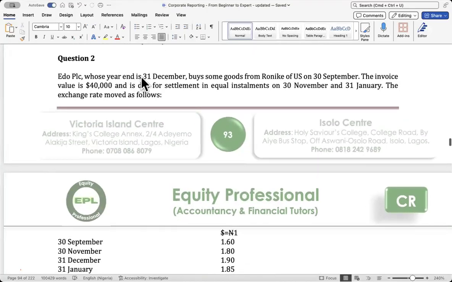Edo PLC, his year end is December. He bought some goods from Ronicare in US in September. The invoice value was 40,000, and it's due for settlement in equal installments on 30th November and 31st January. The exchange rate moved as follows.